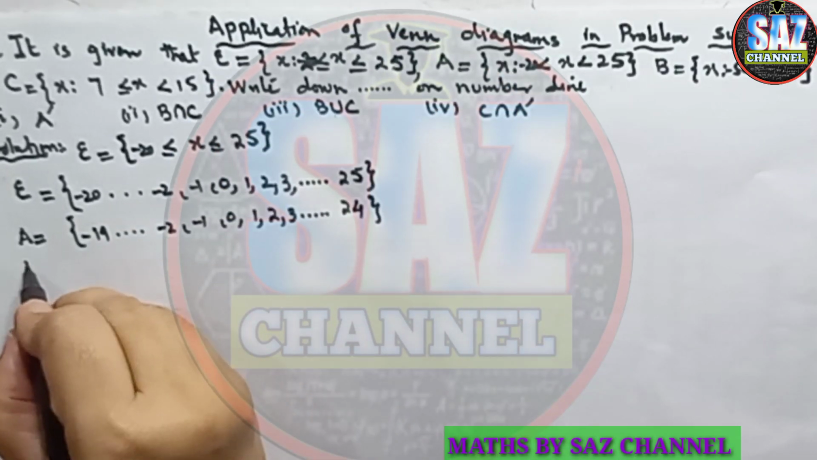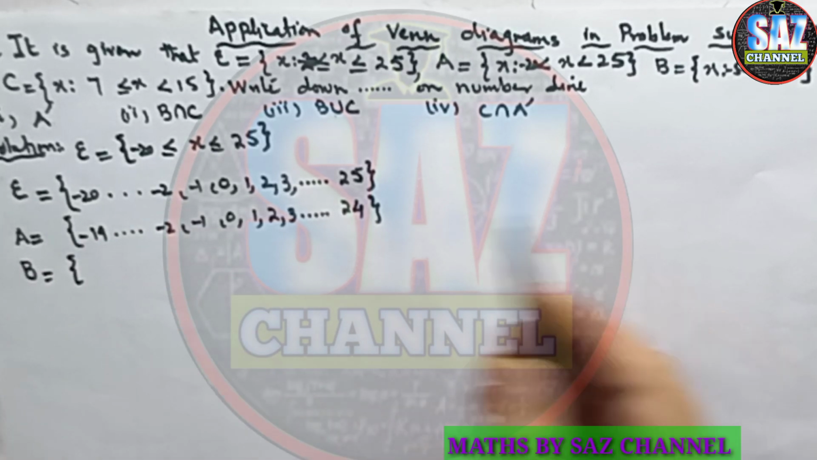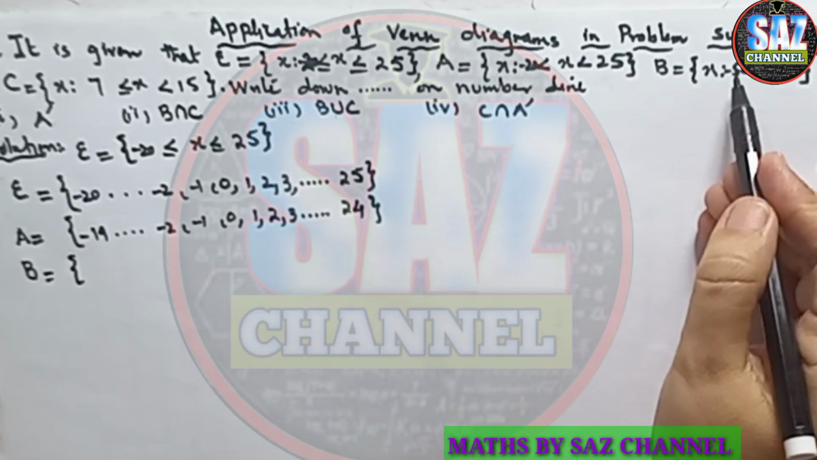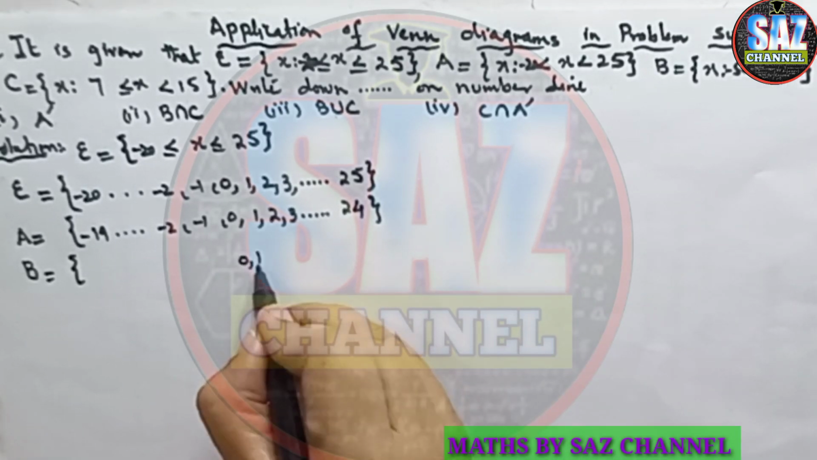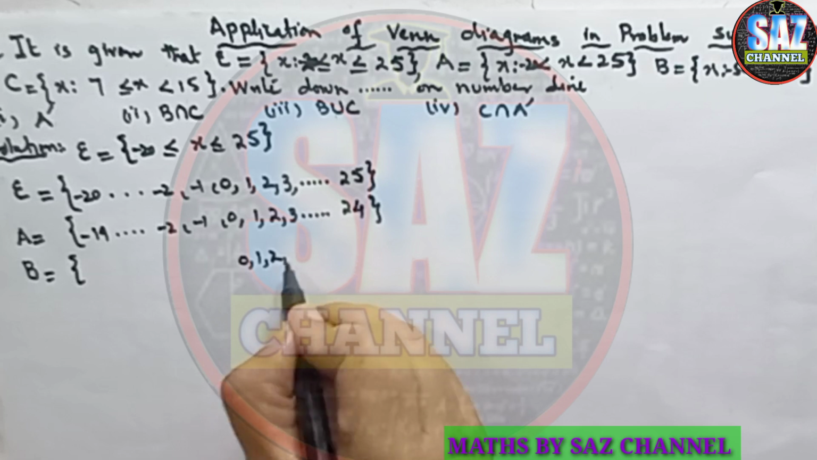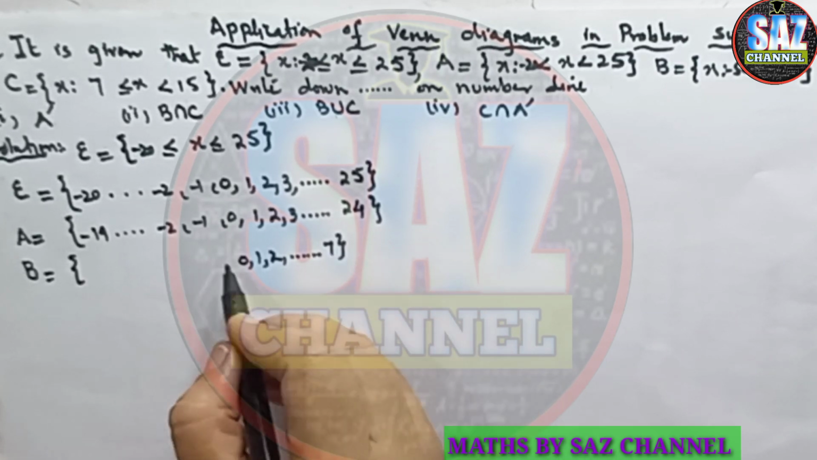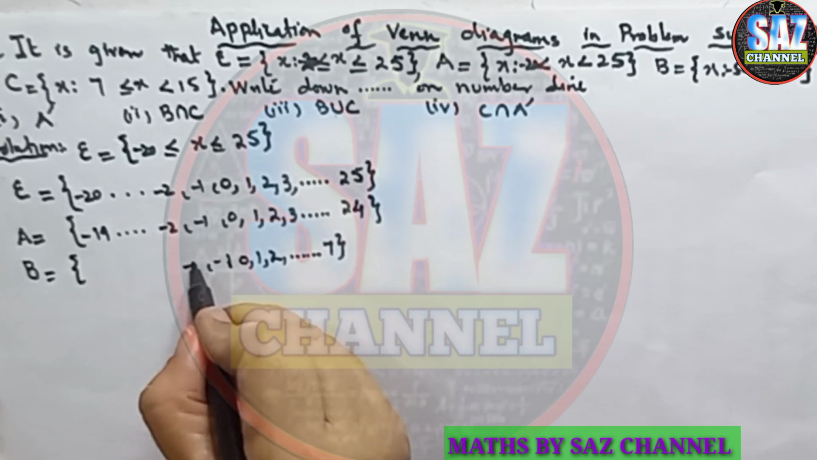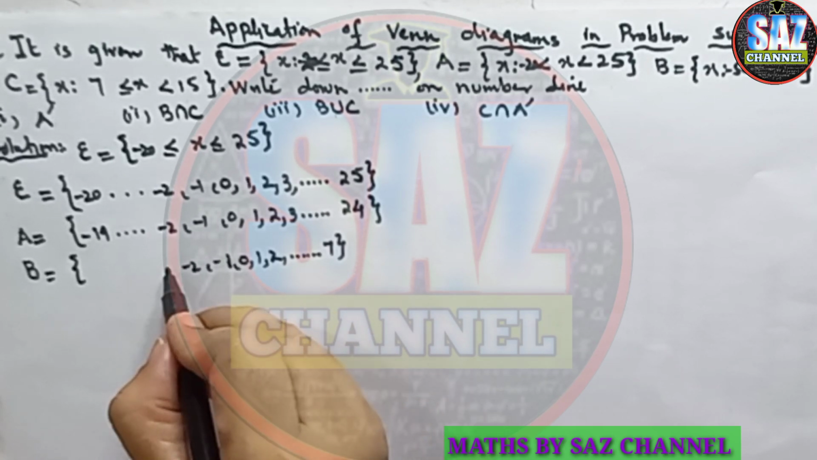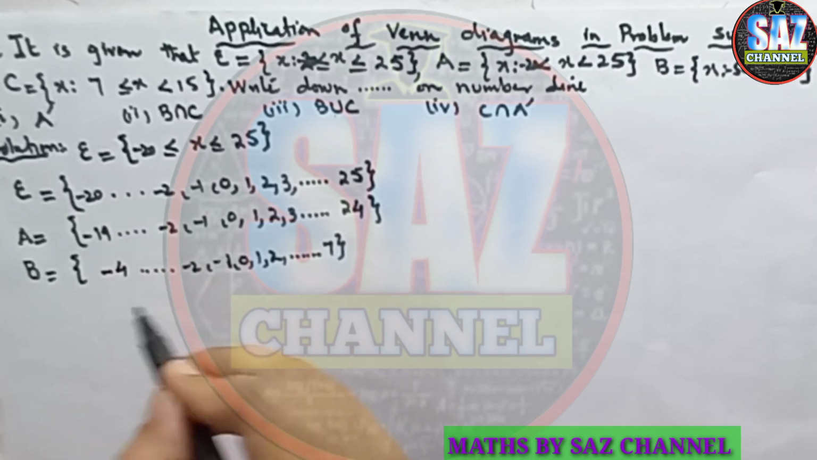Coming to set B, it will be the set which contains x greater than minus 5 but less than or equal to 7. So on the right hand side, I'll start from 1, 2, 3, and I have to move till 7, and on the other side this is minus 1, minus 2, and so on, and my last element will be minus 4.